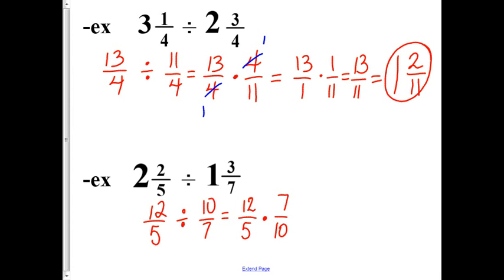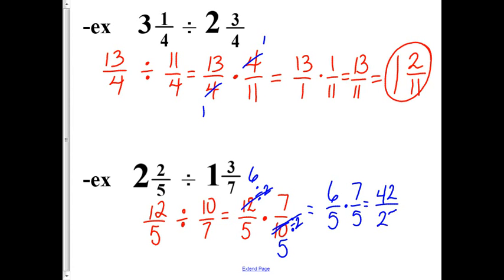Then I can still cross-simplify, but notice it's not going to be the 10 and the 5 because they're both denominators. 12 and 10 can both be divided by 2. So 12 divided by 2 is 6. 10 divided by 2 is 5. And I can rewrite this as 6/5 times 7/5, which gives me 42/25, which is an improper fraction. 25 goes into 42 one whole time with 17 left over. 17/25. And 17/25 is in lowest terms, so I am done.